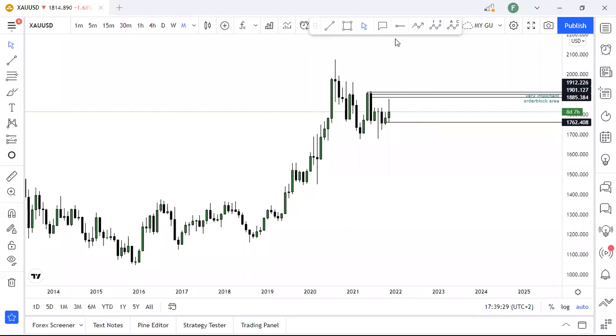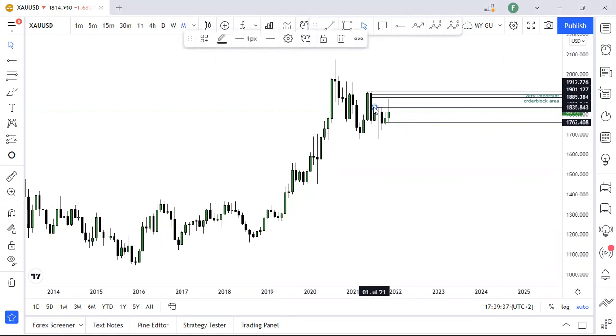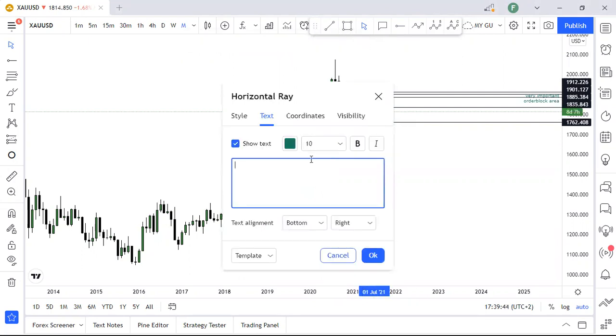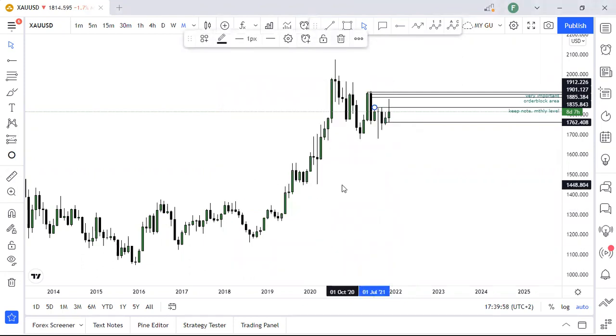Price retested our order block area and then got rejected pretty hard, so we need to mark this high on the monthly time frame and highlight it as a monthly high. Let's just say it's a monthly zone, a monthly level. Just keep note of that area. If price wants to go higher, it has to close above that area. If price wants to go lower, it has to stay below that area.